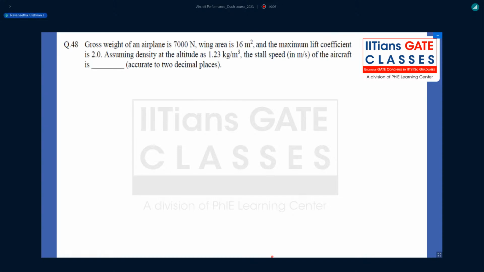Next, question number 48. The gross weight of an airplane is 7,000 Newton. Wing area is 16 meter square, and the maximum lift coefficient is 2.0. Assuming air density at that altitude as 1.23 kilogram per meter cube, the stall speed in meter per second of the aircraft is dash, accurate to 2 decimal places. What is the stalling speed of an aircraft? It is nothing but root of 2W by rho S CL max.